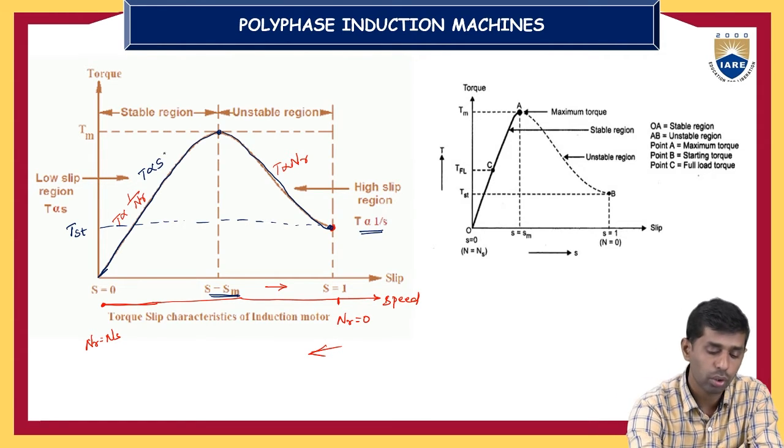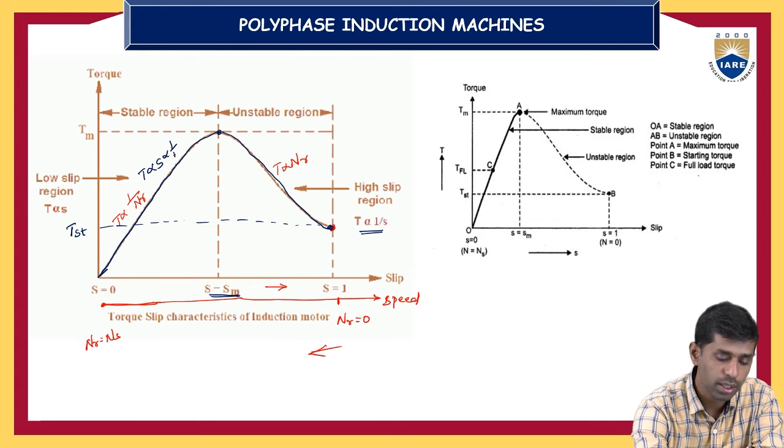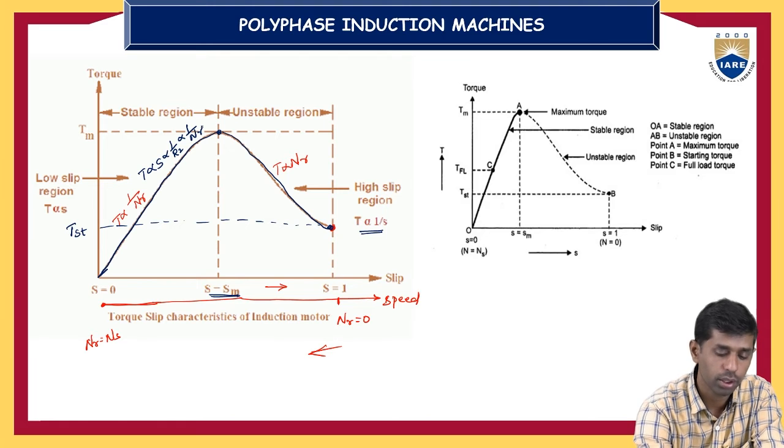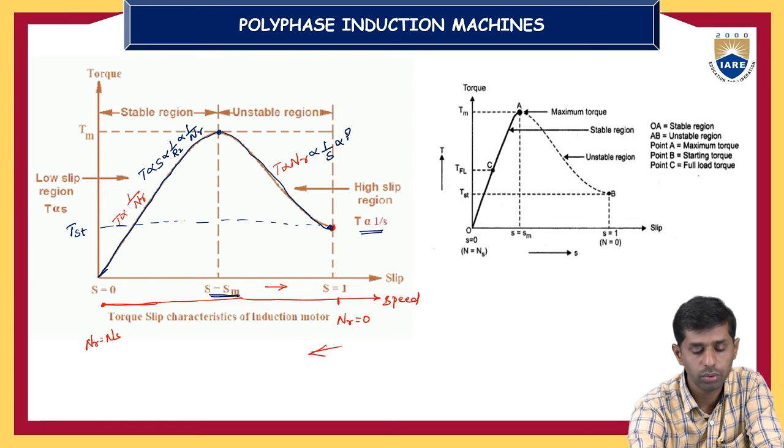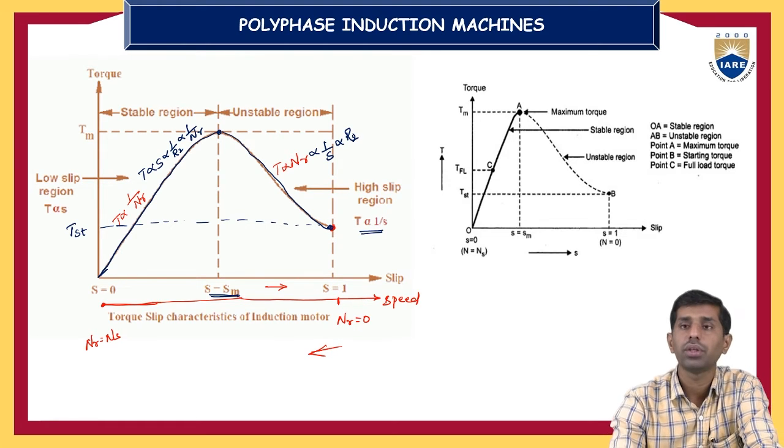So in the low slip region, torque is proportional to S, and it is inversely proportional to the rotor resistance. And in the high slip region, torque is proportional to the rotor resistance and inversely proportional to the slip, of the three-phase induction motor.